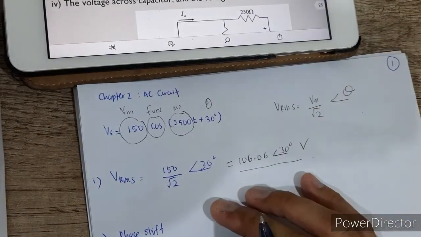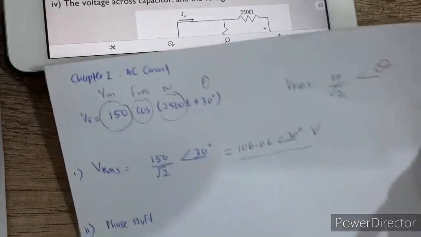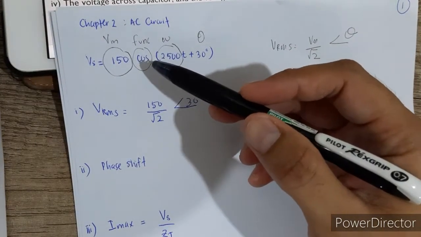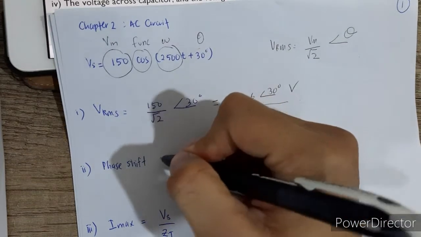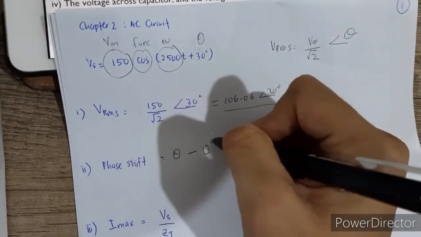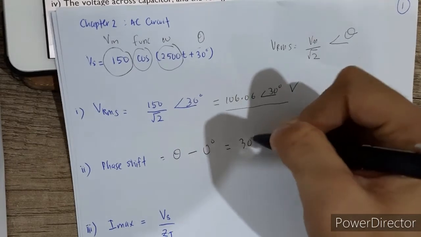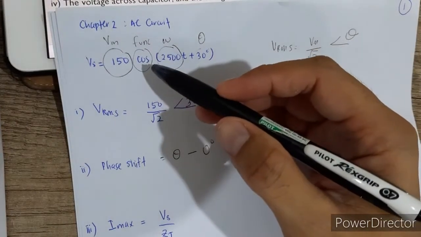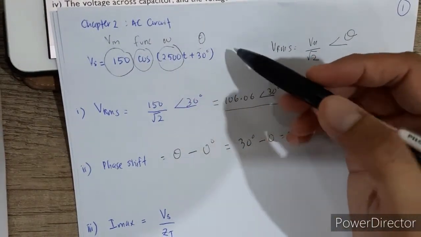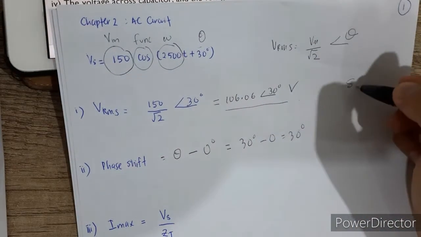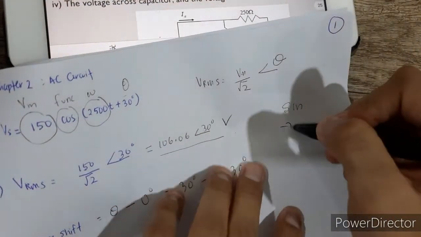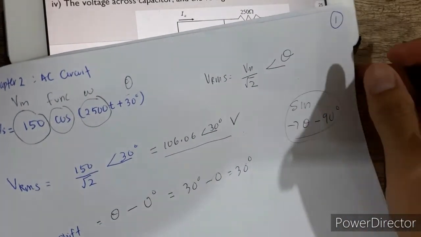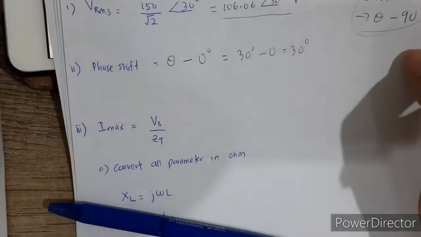And then the next question is phase shift. Remember, for phase shift you have to refer to the function. If the function is cos, the angle theta minus 0, the answer should be 30 degrees minus 0 equals 30 degrees. If the function is sine, you have to subtract 90 from this angle. For sine, theta minus 90 degrees. So this is phase shift.